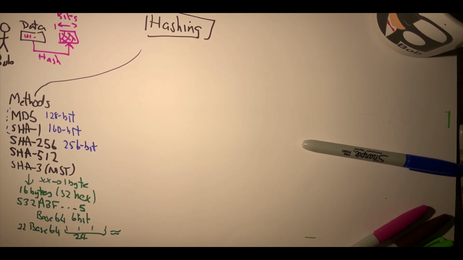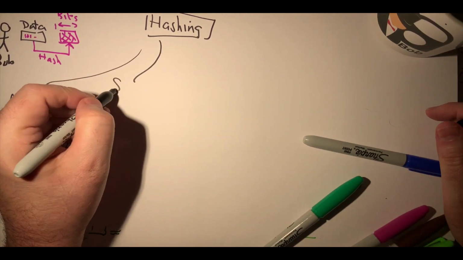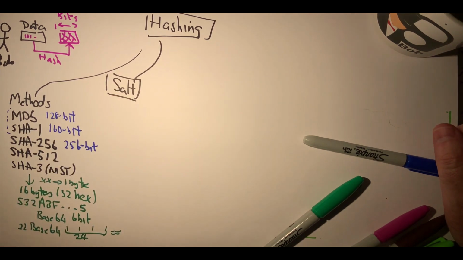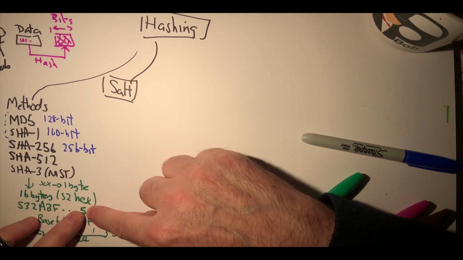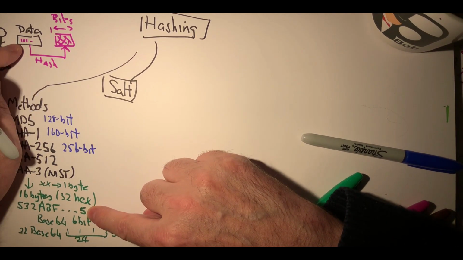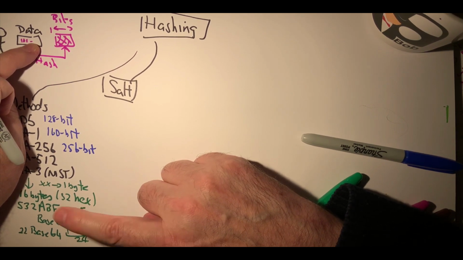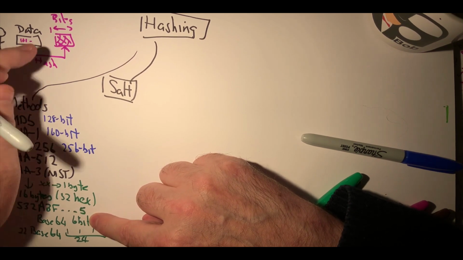Okay, so that's our hashing methods. And then an important element of this is what's called salt. The problem that we have with hashing methods is that the hash we produce is always the same for the same input data, as it should be. So our intruder could build a table of hashing values called a rainbow table.